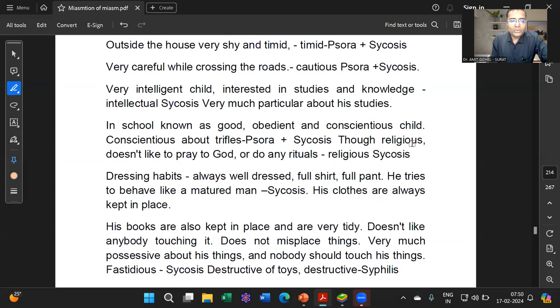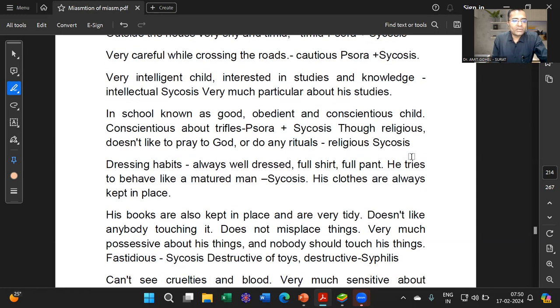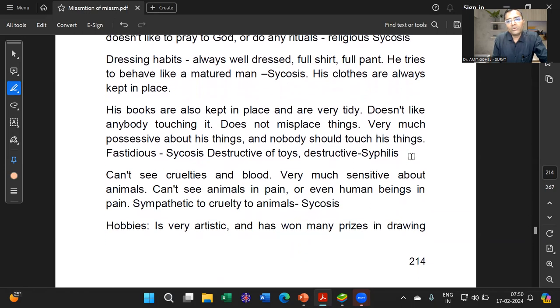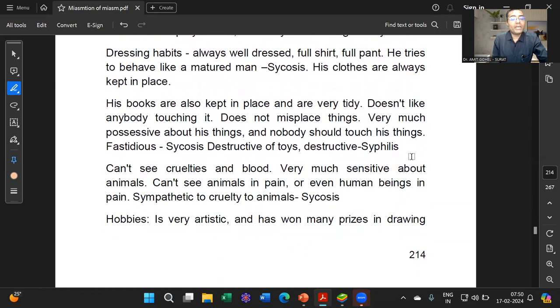In school known as a good, obedient, conscientious child, conscientious about trifles, sora, psychosis. Though religious, does not like to pray to God or do any rituals. The religious is again psychosis. Dressing habits: always well dressed, full shirt, full pant. He tries to behave like a mature man. This is again psychosis. At the age of 5 years, he behaves like a mature man.